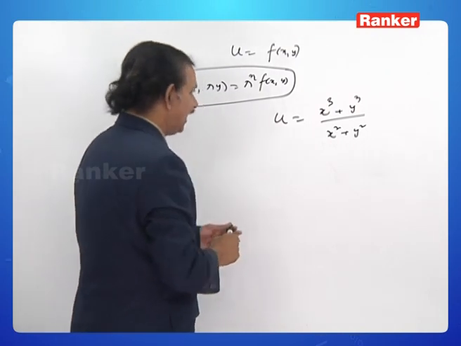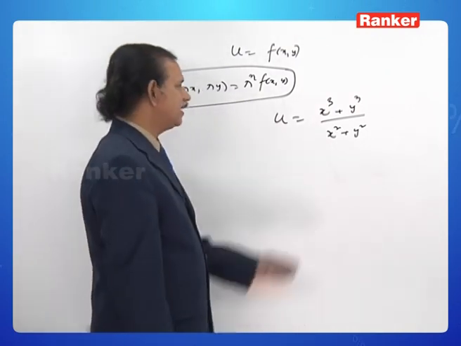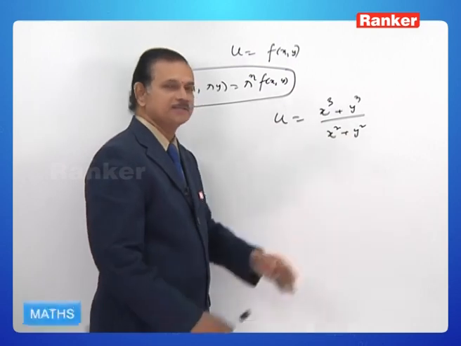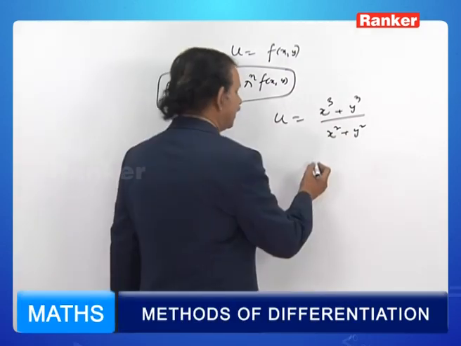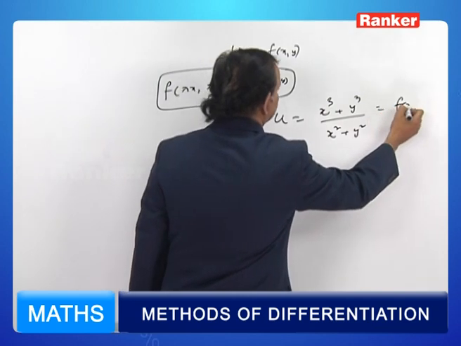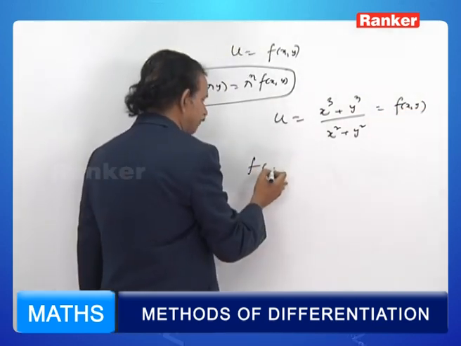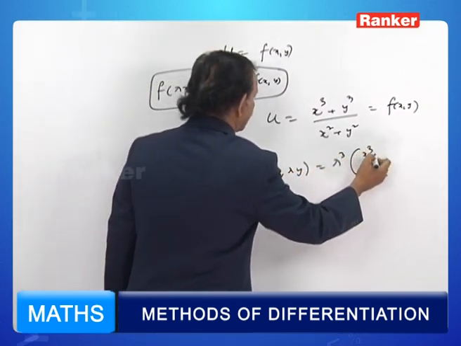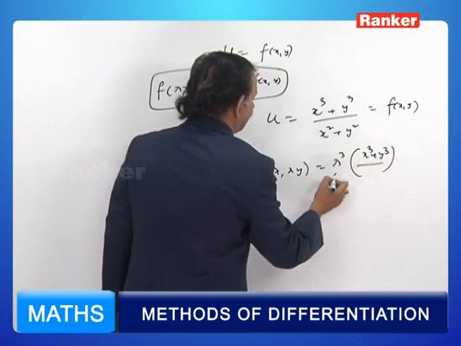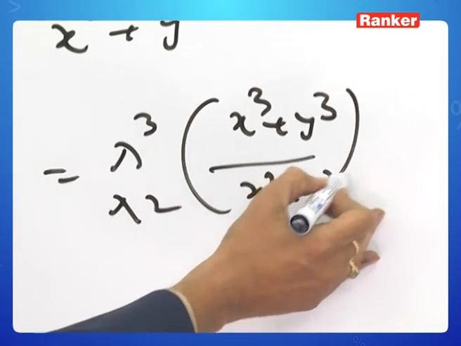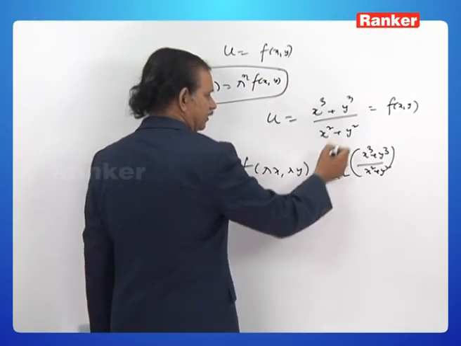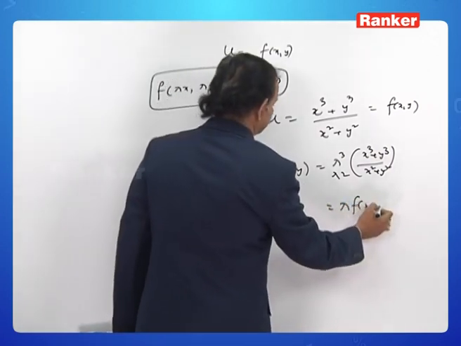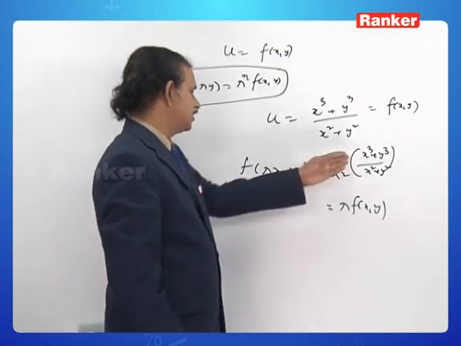If you take lambda x in the place of x, lambda y in the place of y, what do you observe? Lambda cube x cube plus lambda cube y cube by lambda square x square plus lambda square y square. If you cancel lambda, this is f of xy. What is f of lambda x comma lambda y? Lambda cube into x cube plus y cube by lambda square into x square plus y square. Lambda x whole square is lambda square x square, lambda y whole square is lambda square y square. You are pulling lambda out, f of xy. So this is a homogeneous function of degree 1.